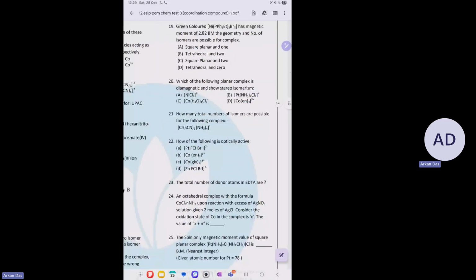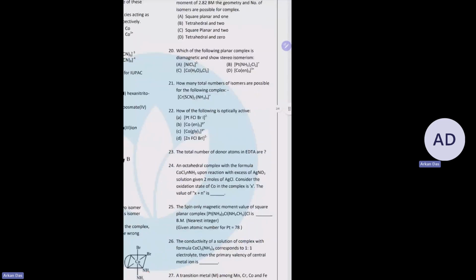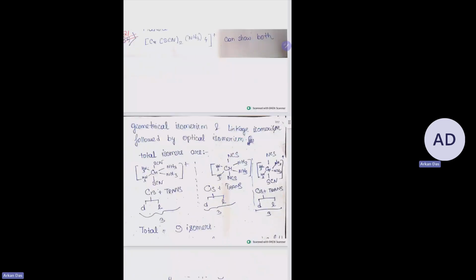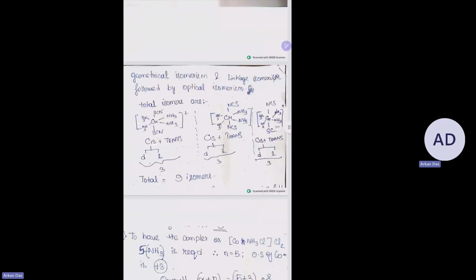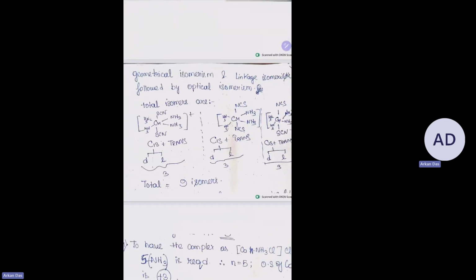Next question: how many total isomers are possible for the complex Cr(SCN)2(NH3)4 plus? In this case, it can show both geometrical isomerism and linkage isomerism. As it can show both, for each there will be 3 isomers. That is, both cis and trans will be possible, and cis can show both D and L. If you see, both linkage sites are sulfur, and they can have cis and trans arrangements. So cis has D and L, so 3 will come here.